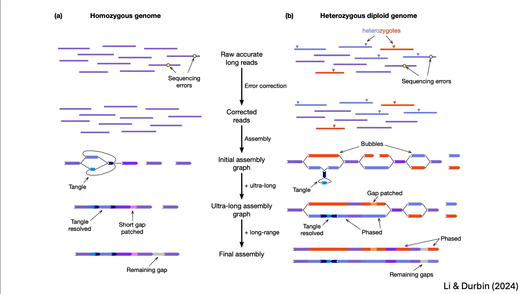And for the diploid genome, the procedure is the same, although the graph will be very different. Still you start with the reads, and this time you have the heterozygous sites between the two haplotypes. And still you correct away sequencing errors and you build the assembly graph, and this assembly graph usually has what we call bubbles, which have this special topology. And then you use the ultra-long data to resolve these bubbles, and then finally you can get the assembly.